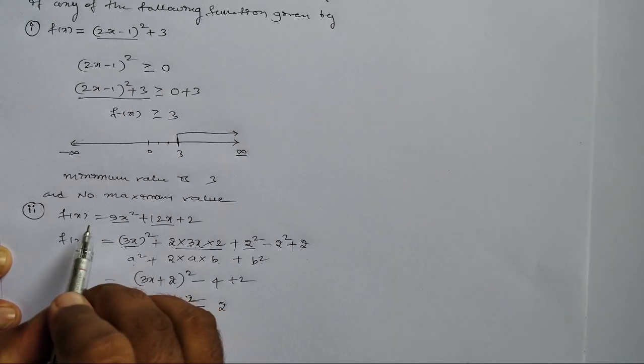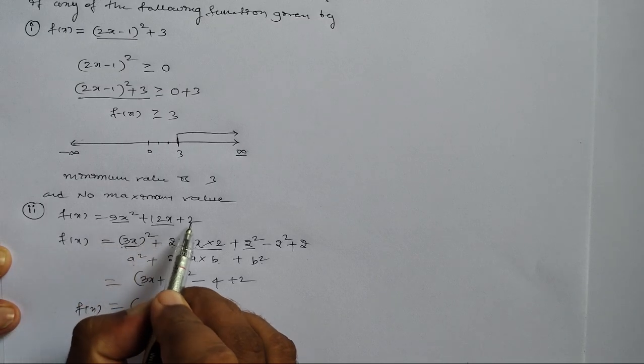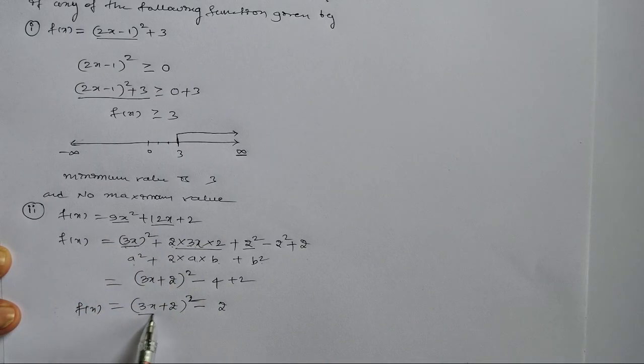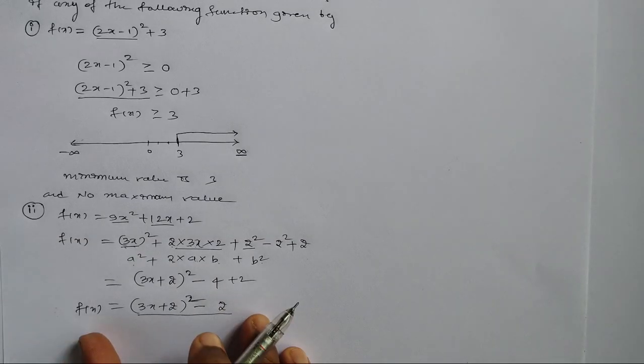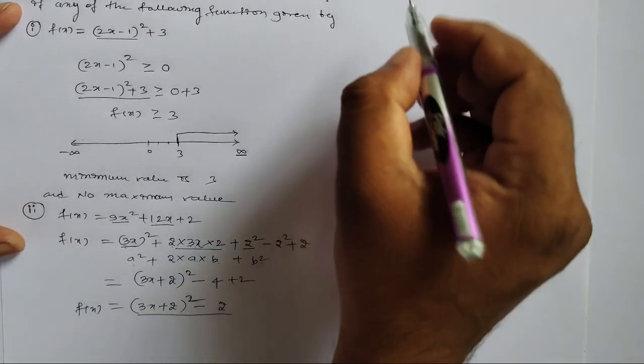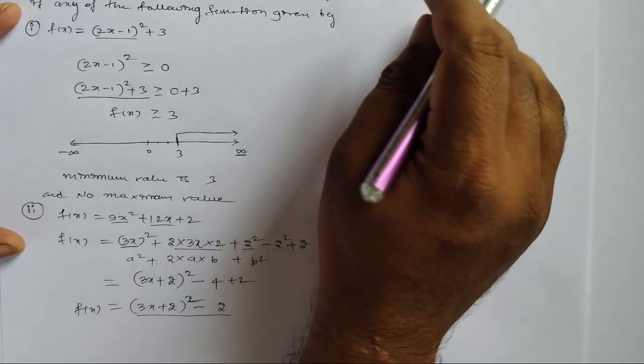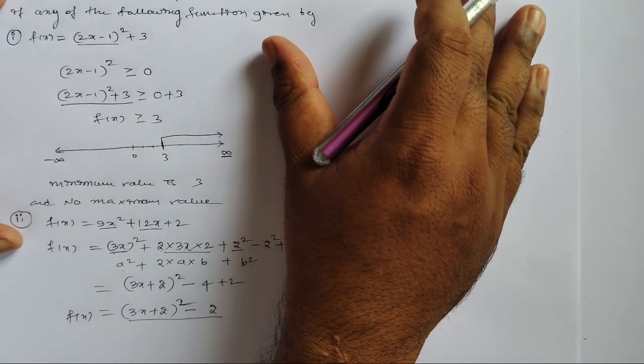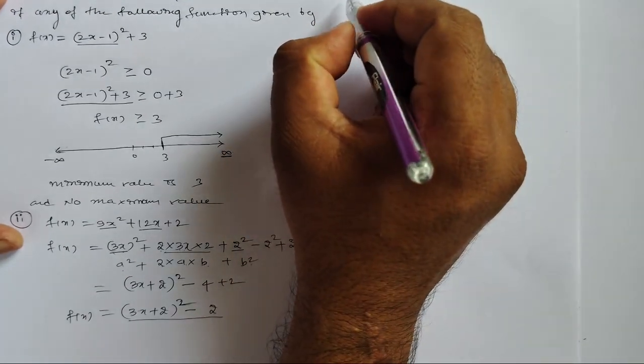Now 9x square plus 12x plus 2, can I write this one term like this? 3x plus 2 whole square minus 2. Now I will solve this one. See, you know that inequality, so inequality, you know that.